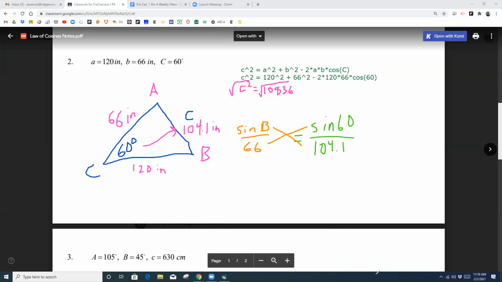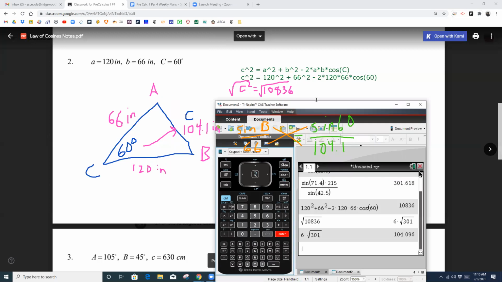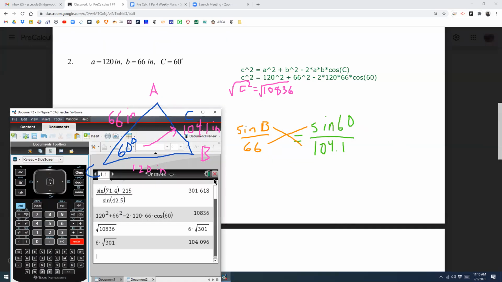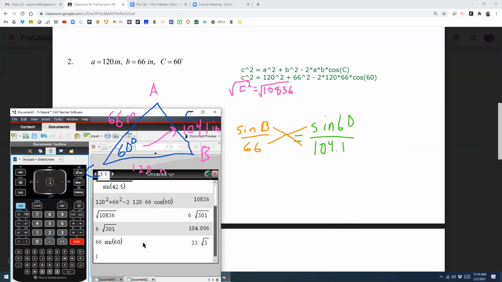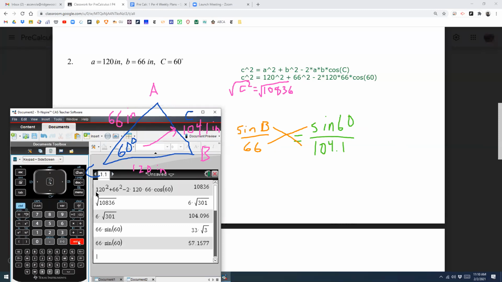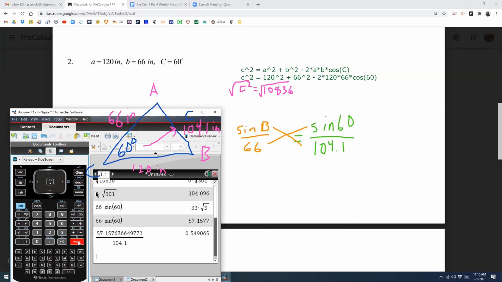I'm going to do that on my calculator. If I do 66 times the sine of 60, I get 33 root 3, which as a decimal is 57.15. Now that's going to equal the sine of B times 104.1. So I'm going to divide both sides by 104.1, and I get 0.5490. So that's what the sine of B is equal to.